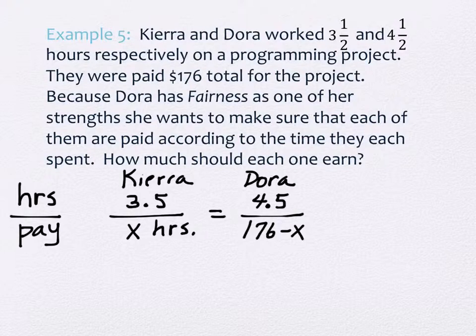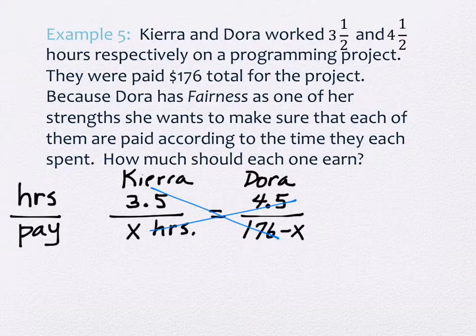So one way to do this problem, and there's a second way I'll show in a second, is to recognize that if one of them gets x dollars, the other one gets what's left over, which is 176 minus x. Okay, let's solve the problem from here, and then I'll show you one other way you could set the problem up, okay? All right, so we're going to cross multiply, right?